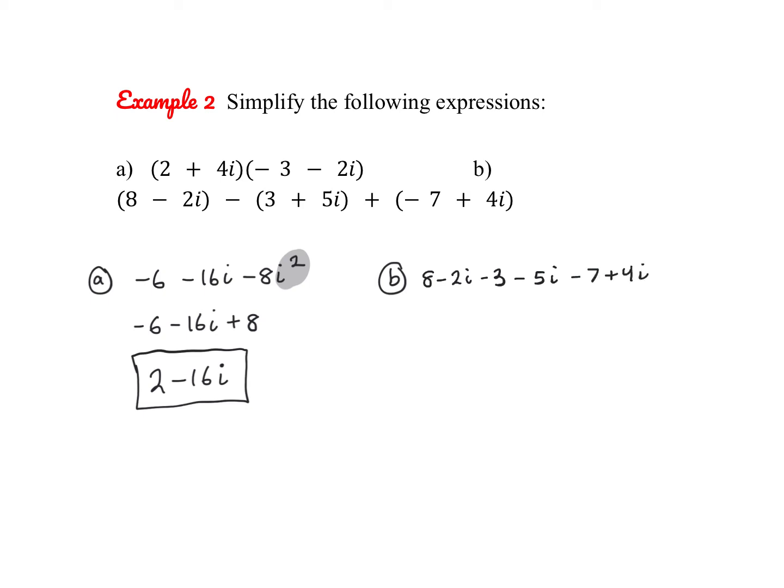And then here it's just combining like terms. So this leaves us with -2 because we have 8 minus 3 minus 7. And then here we have -7i plus 4i, so -3i. So really when we're adding or subtracting, it's just combining like terms.